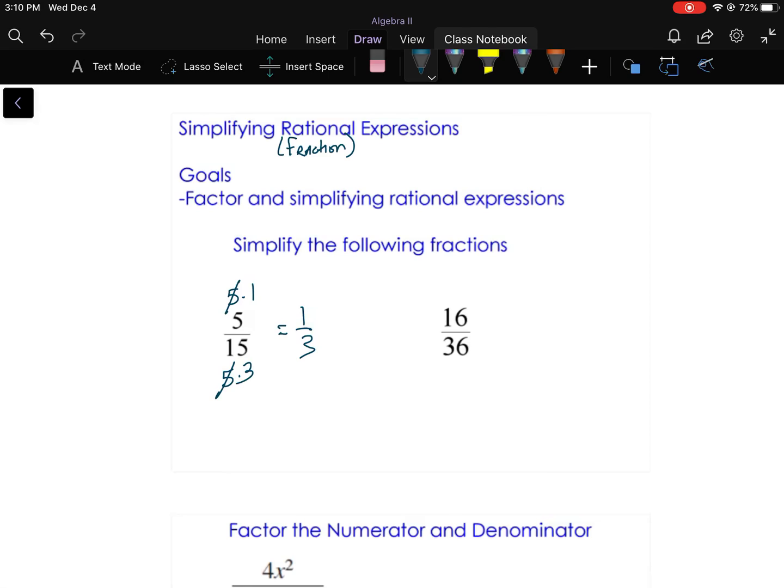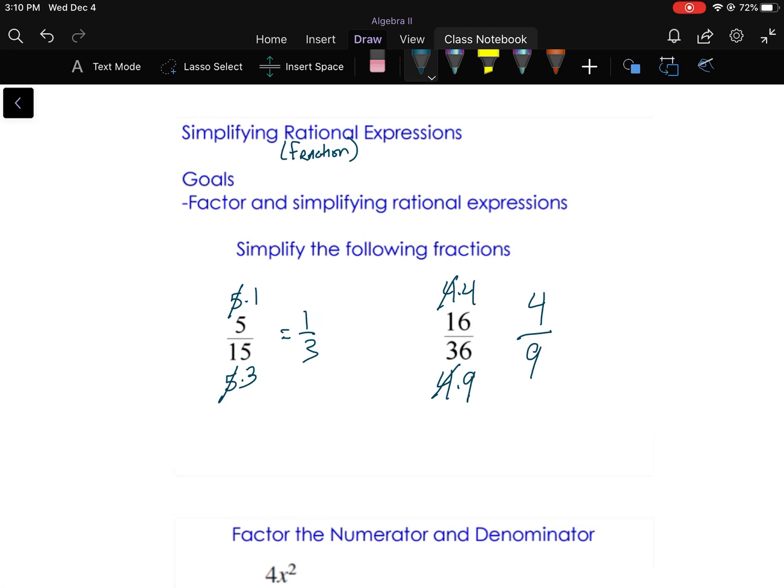common multiples. So like 16 over 36, I've got 4 times 4 is 16. 4 times 9 is 36. Cancel out your 4s, you're left with 4 over 9. Notice, between my factors, I have multiplication.